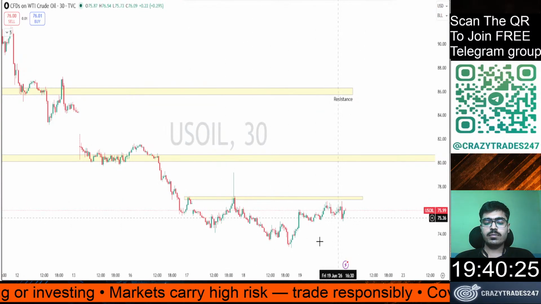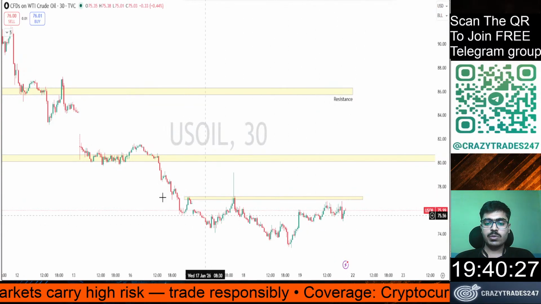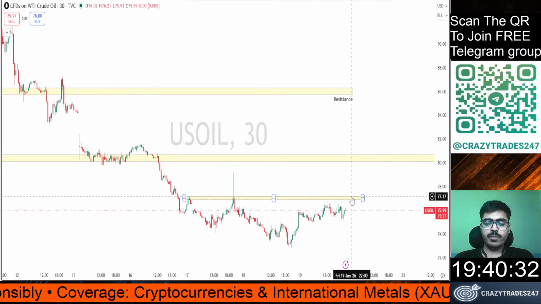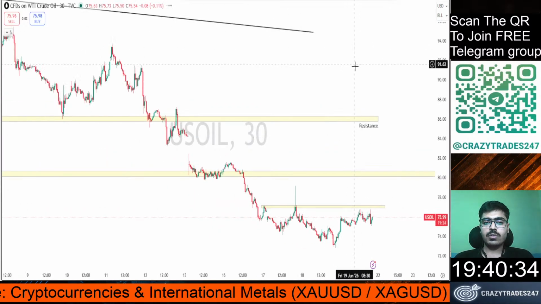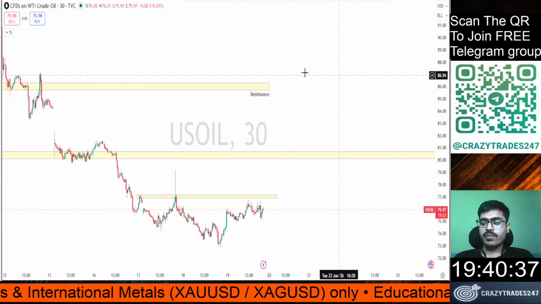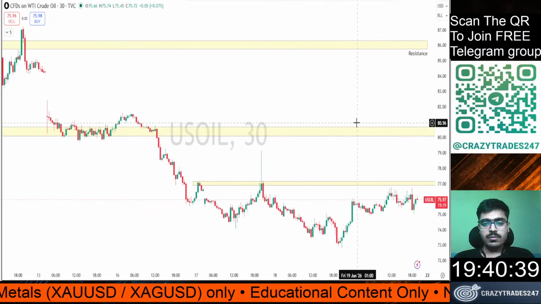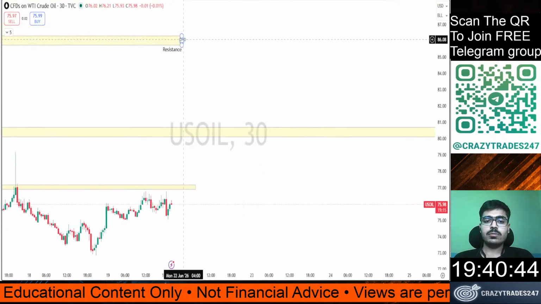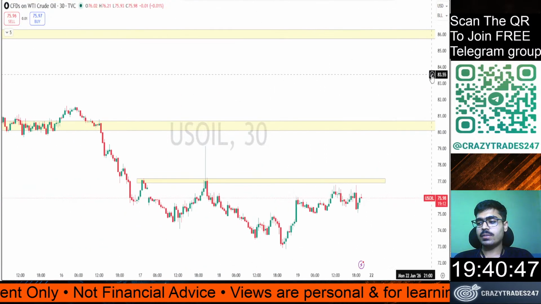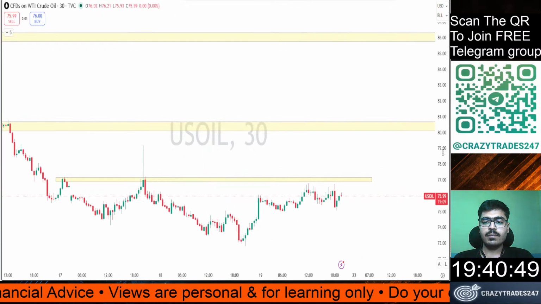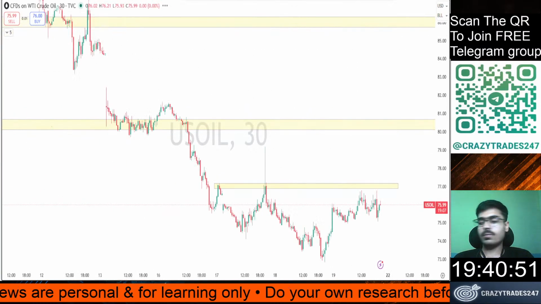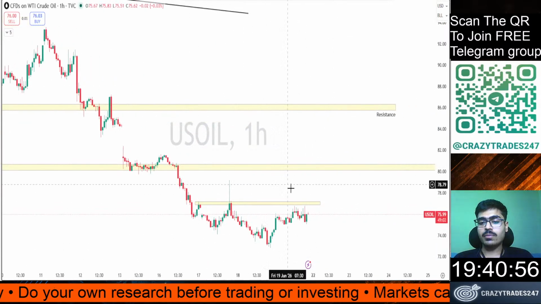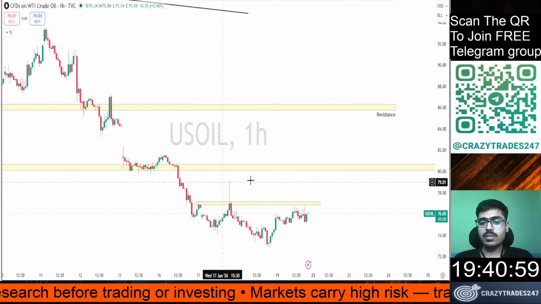Oil is forming this bottoming formation. I don't know what the logic behind that is, and maybe if price gives a breakout above this, it might see a good up move. But there are no fundamental reasons backing that claim. So let's see what happens. And I mean, technical analysis is known for predicting events because it gets reflected on the chart quite easily.